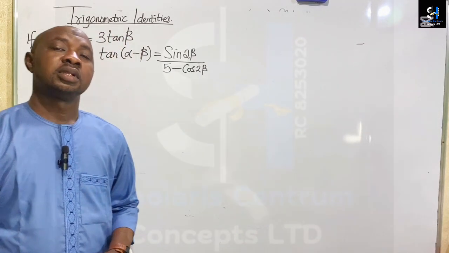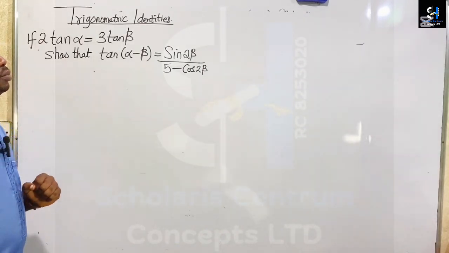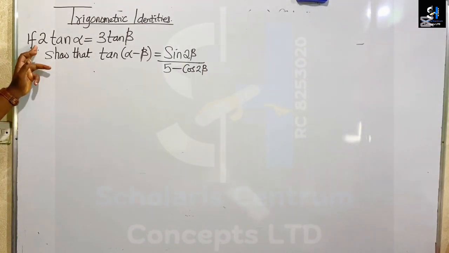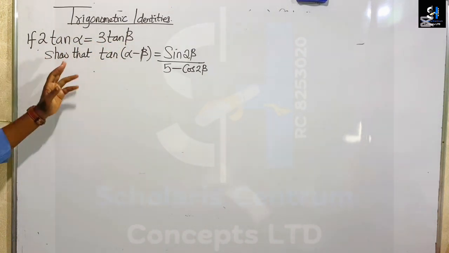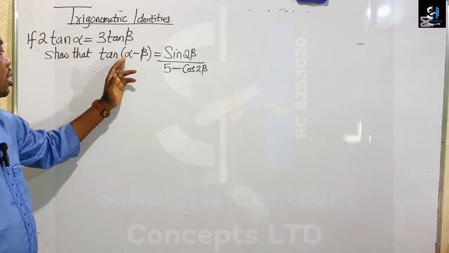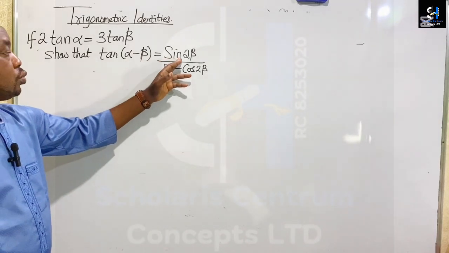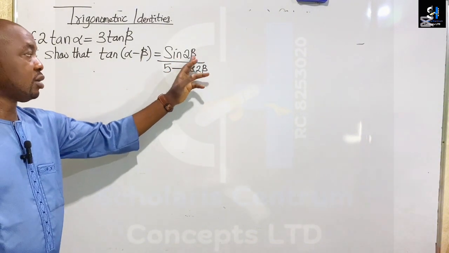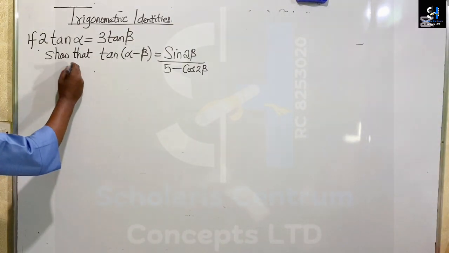Good day, viewers. Now let's provide a solution to this trig identities problem on the board. We are given that 2 tan alpha equals 3 tan beta. We want to show that tan of the difference between alpha and beta equals sine 2 beta over 5 minus cos 2 beta.